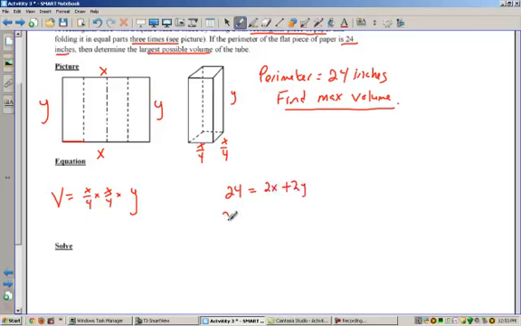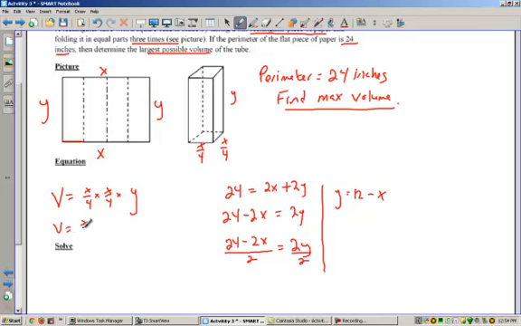And I can solve this for Y by moving over the 2X first. So I subtract 2X from both sides. And then I divide both sides by 2. So I get 24 minus 2X, all divided by 2, equals 2Y divided by 2. And so then Y is equal to 24 divided by 2, so that's 12, minus 2 divided by 2, so I just get an X. And so I have V equal to X over 4 times X over 4 times 12 minus X.